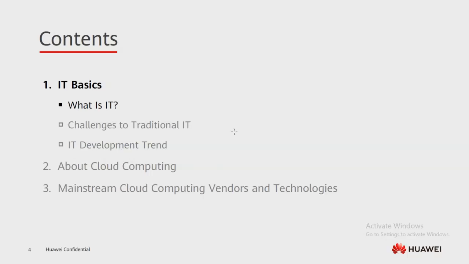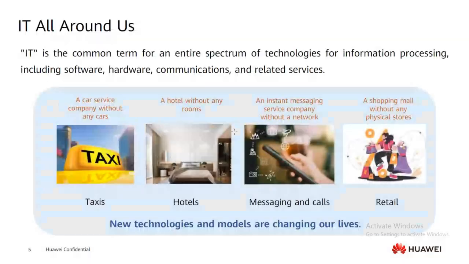So what is the traditional IT environment? Traditional IT environment is like what we have here: normal settings with physical devices. In different environments, we have different types of traditional IT environments. Taxis now use applications. Hotels also have hotel applications. Mobiles use messaging and call services. In retail environments like malls, most of them now have online applications that you can use to order things in the malls.